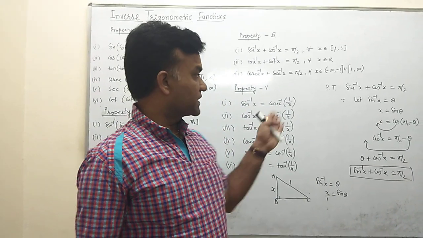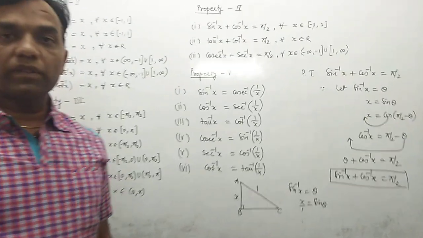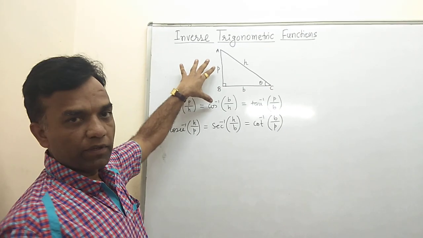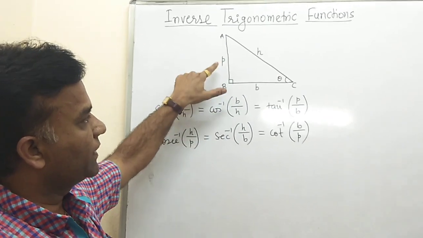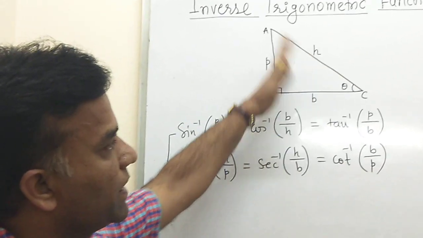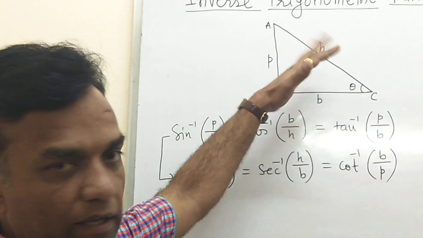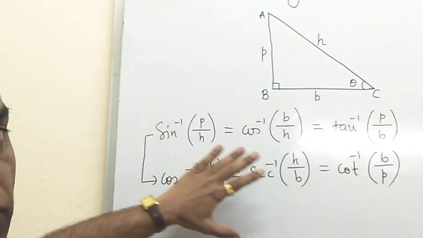Now we describe property 6, which converts one trigonometrical ratio into another. We have triangle ABC, right angled at B. We denote the perpendicular as P, the base as B, and the hypotenuse as H, with theta at the base angle. Now we write down the trigonometrical form.